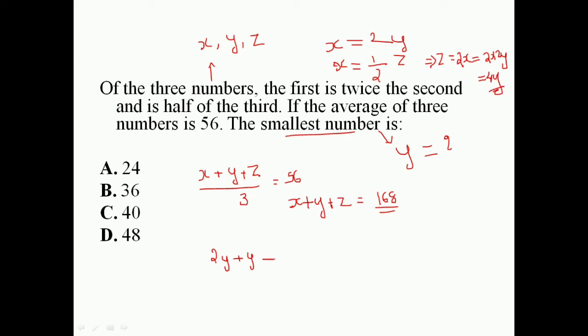So 2y plus y plus 4y is equal to 168. Then we can calculate y. 2y plus y is 3y, plus 4y is 7y, equal to 168, so y equal to 24, sorry, not 40, 24. So y is the smallest number, so the answer is 24.